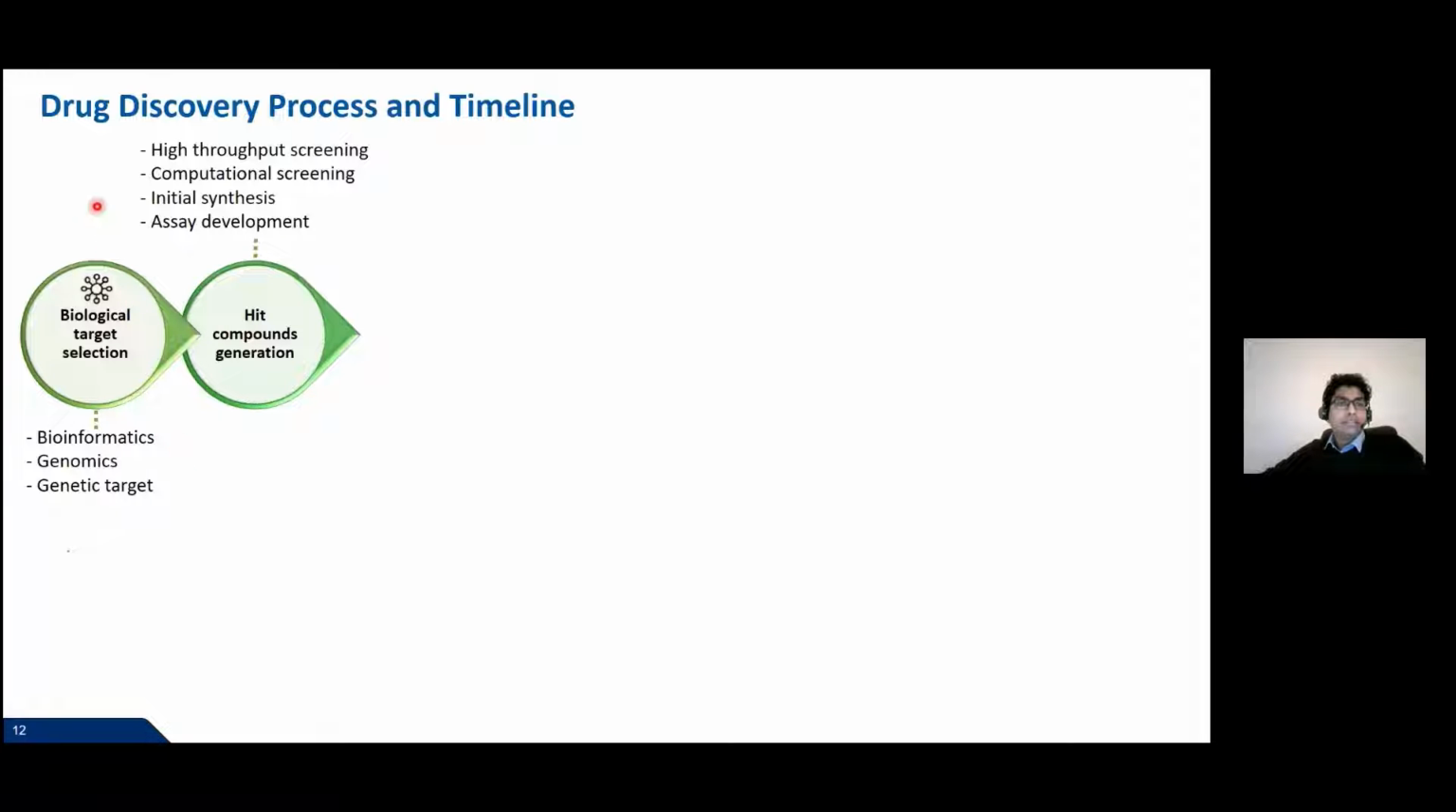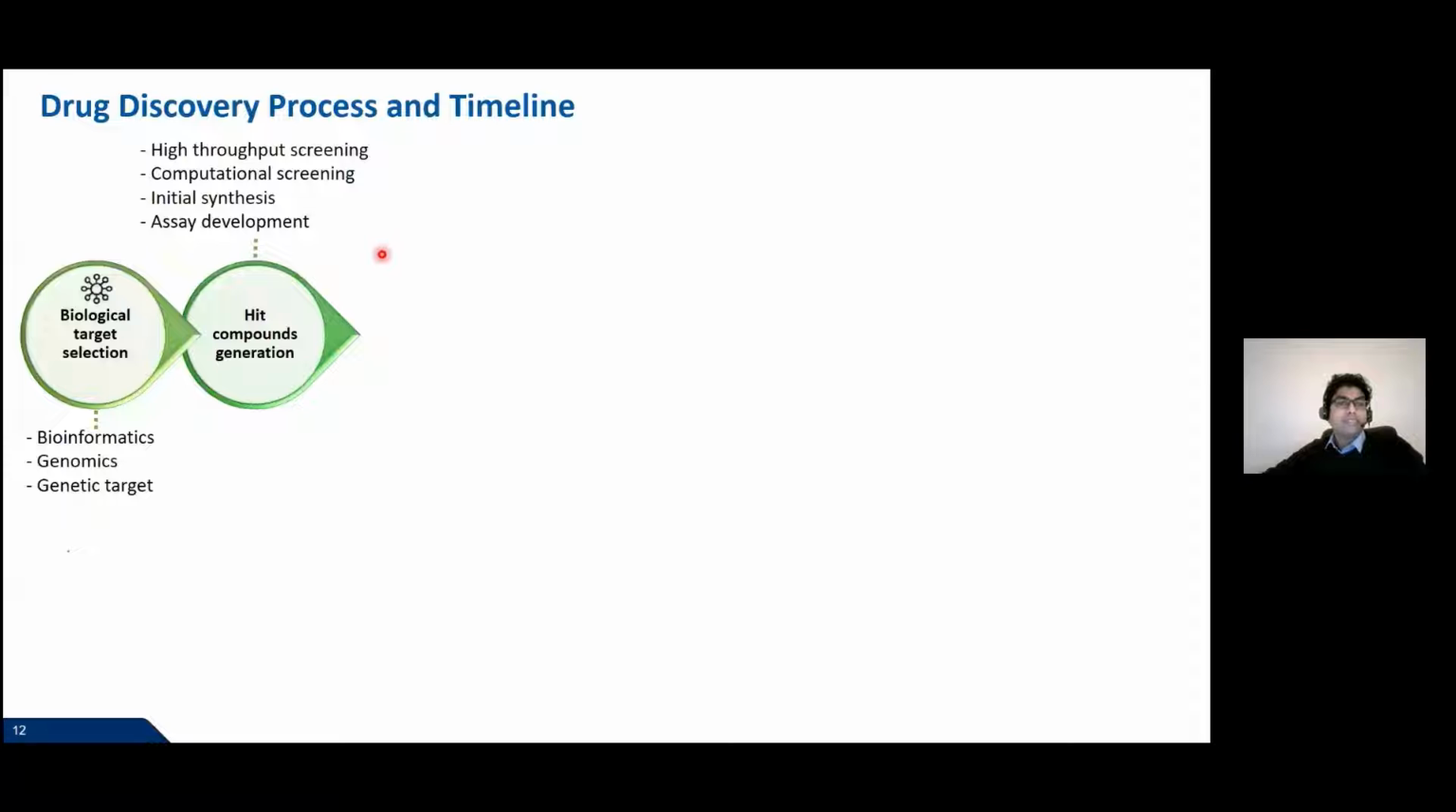There are different techniques which are used to generate this kind of molecule. High throughput screening. High throughput screening means generation of thousands of compounds in parallel. Then computational screening. There are several computational chemist groups working where you don't have to synthesize the compound, but you can virtually use these compounds and see if they are binding to this target, right? Every target, like every protein, has some cavity where these compounds can fit. And then it goes to initial synthesis. Once you find that some of these compounds virtually fit into the target, now we can synthesize them.